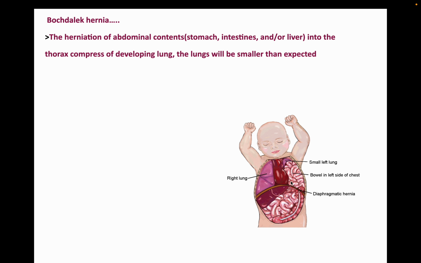So herniation of what content? What are the structures lying on the left side? Mainly stomach, intestine, and sometimes liver too. So this portion is of the liver into the thorax. They compress the developing lung, and the lungs will be smaller than expected. So pulmonary hypoplasia happens.